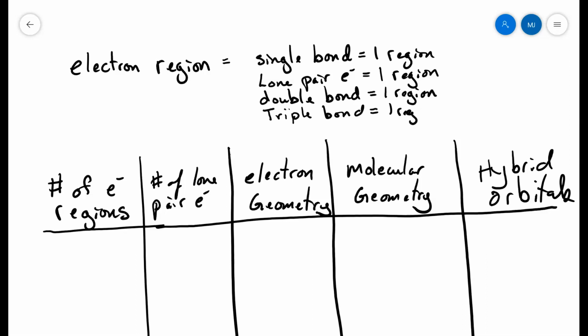In one or two more lectures, we'll actually look at exactly how a double bond forms and what orbitals are used. We'll look at exactly what a triple bond looks like. And then you'll go, oh, okay, that's why it was one region. So for now, you've got to give me a little bit of trust on why this works. Essentially, any kind of bond is simply one region. A lone pair is one region.